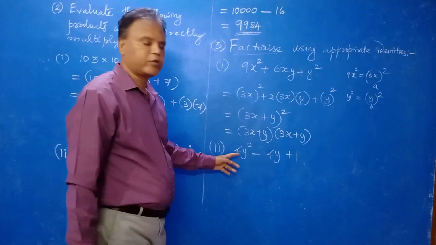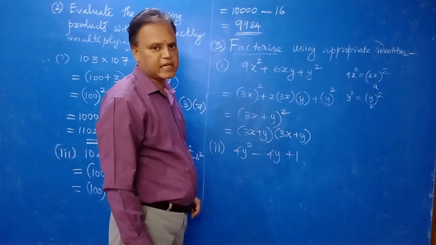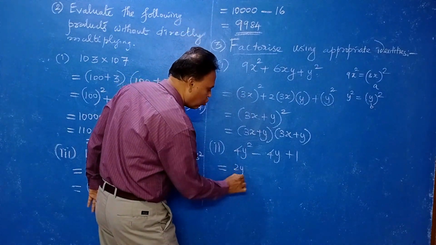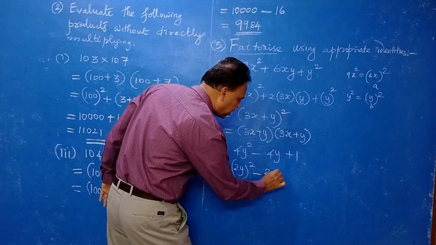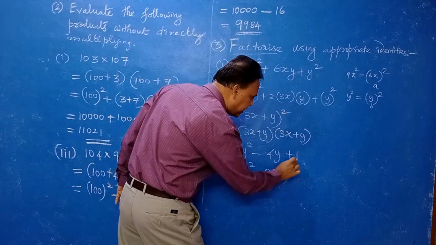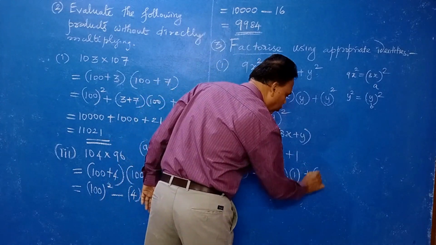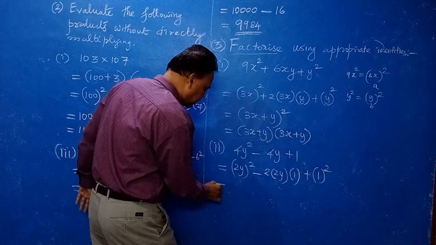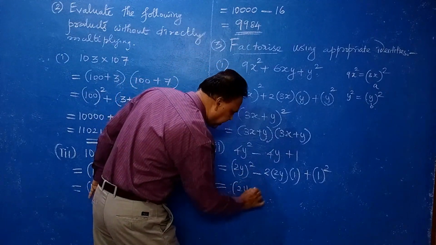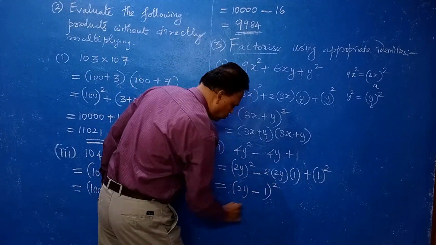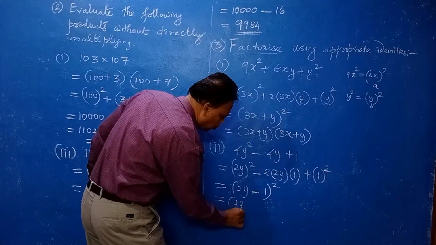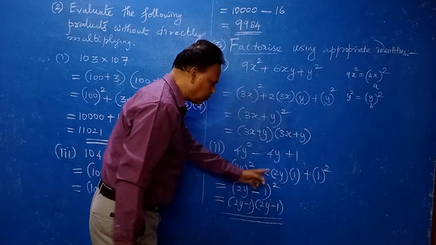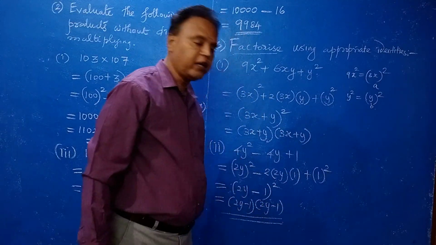You see this also is the same form, but here minus is there. So a squared minus 2ab plus b squared you can make. So this can be written as 2y the whole squared minus 2 into 2y, then b is 1 squared, that is 1, plus 1 squared. We are getting the form a squared minus 2ab plus b squared. So this is nothing but a minus b the whole square. So this can be written as 2y minus 1 into 2y minus 1.